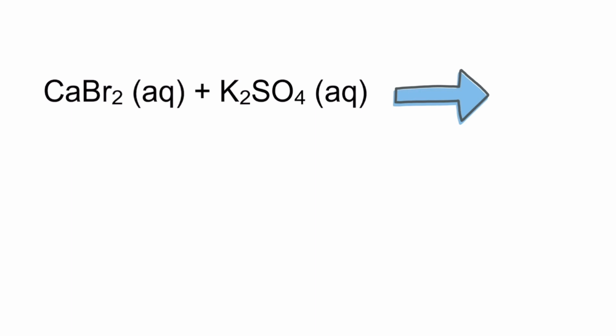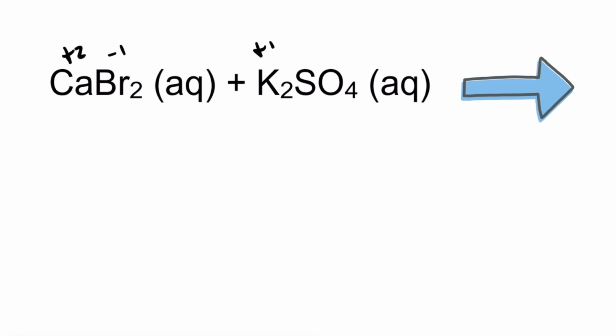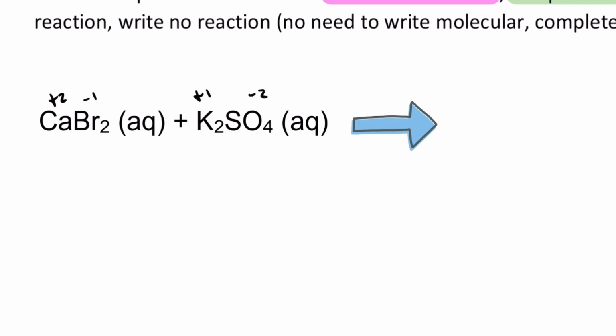So the first thing that I like to do is find out the charge of each element before I go ahead and balance it, or before I try to predict the products. For starters, we can see that calcium has a +2 charge, and bromine has a -1 charge, but it makes sense because we have 2 bromine atoms, so it still balances out. And then potassium has a +1 charge, and SO4 has a -2 charge. Again, it balances out because potassium has that second atom to help it out.